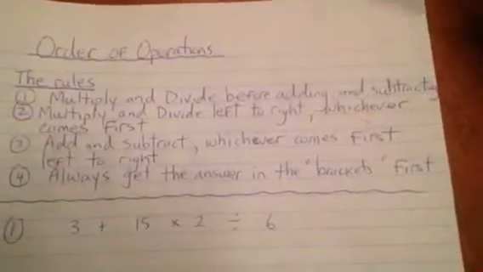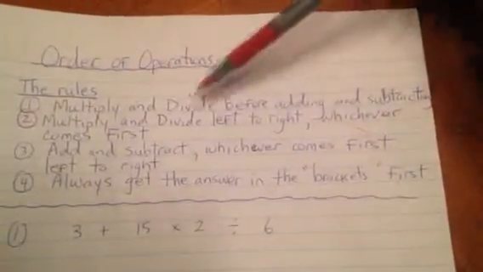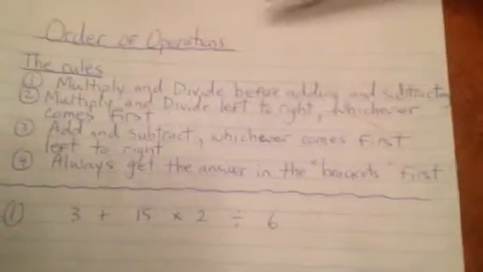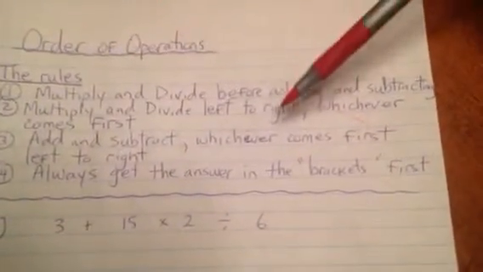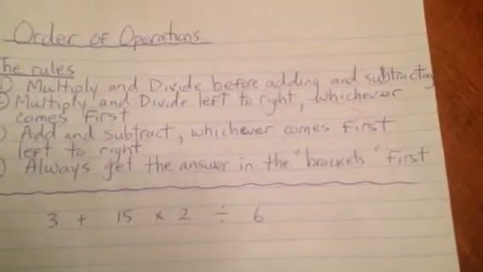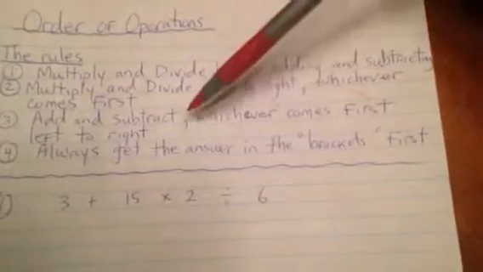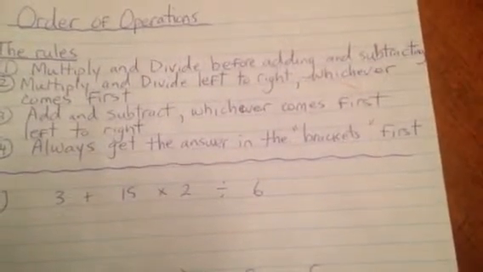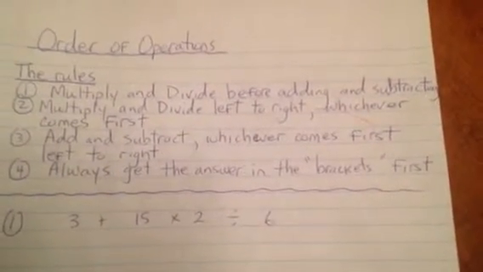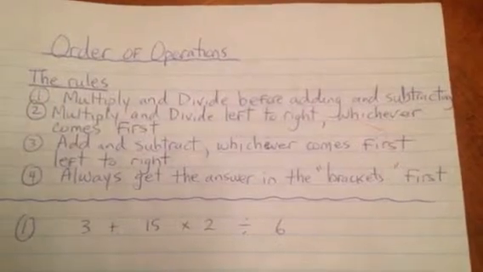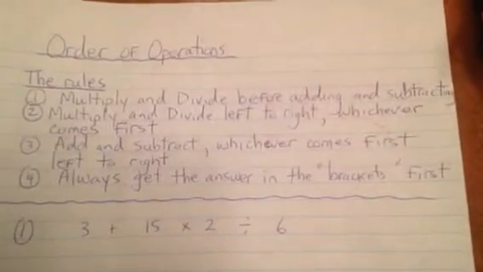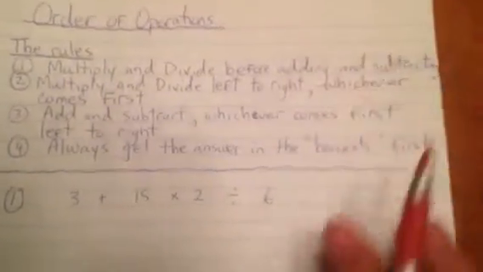So here they are. Rule number 1, multiply and divide before adding and subtracting. Rule 2, you multiply and divide left to right, whichever comes first. Rule 3, you add and subtract, whichever comes first, left to right. And finally, rule 4, you always get the answer in the brackets first. You should have these rules somewhere in front of you if you can't remember them, and you've got to follow the rules.